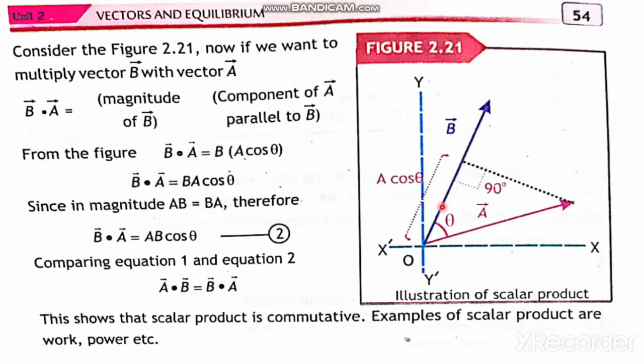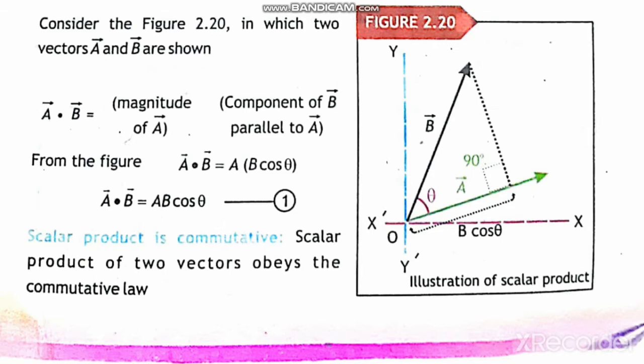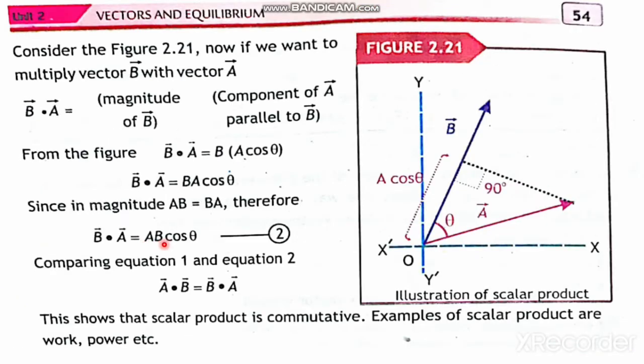This is the horizontal component, while this is the perpendicular component. In case of dot product or scalar product, we use the horizontal component, that is A cos theta in this case. So B dot A will be equal to BA cos theta, as AB is equal to BA. So B dot A is equal to AB cos theta, and they are both equal to each other. Examples of scalar product are work and power.